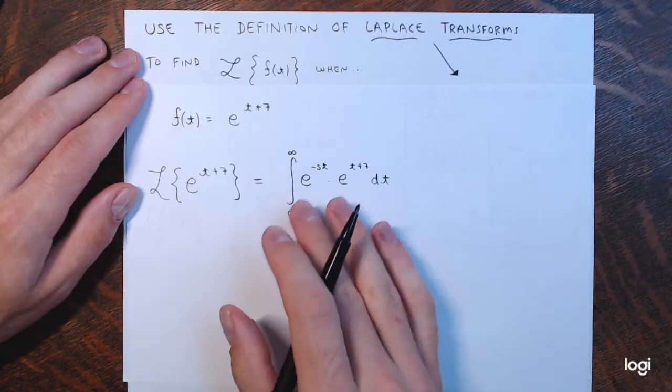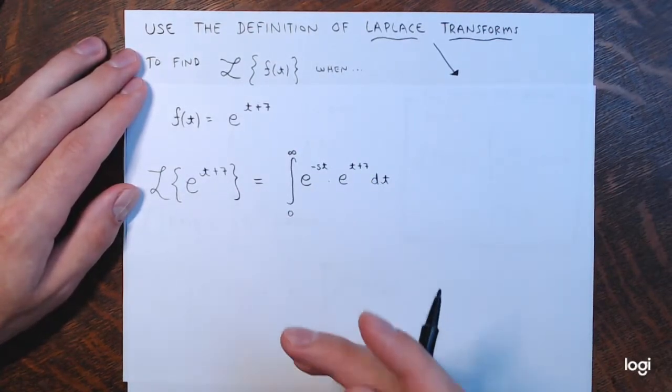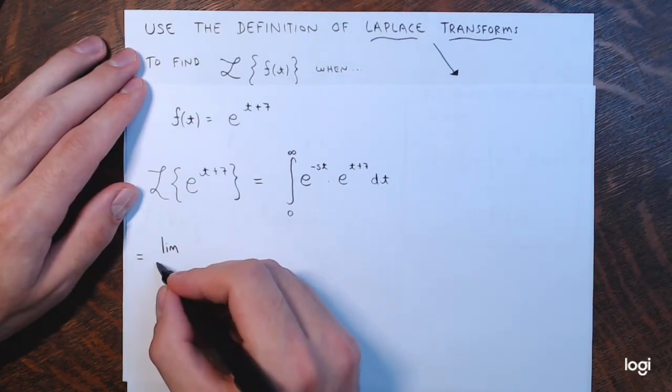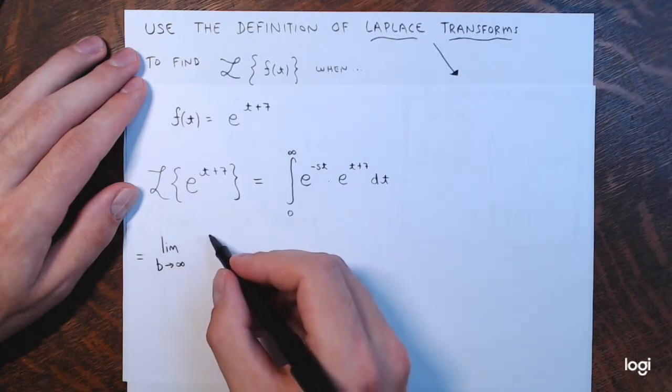All right, so as I did before, as you should be doing with these improper integrals of this form, I'm writing this as a limit. All right, so this is the limit, and again I'll use the letter b, as b approaches infinity of the integral from 0 to b.